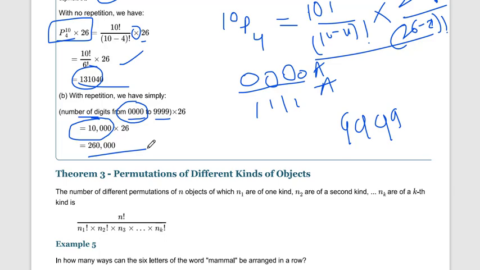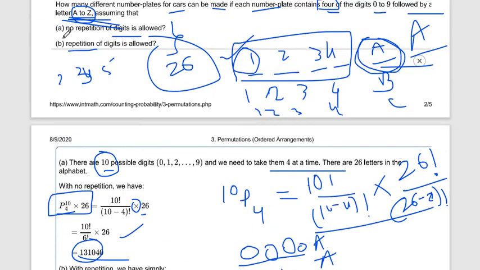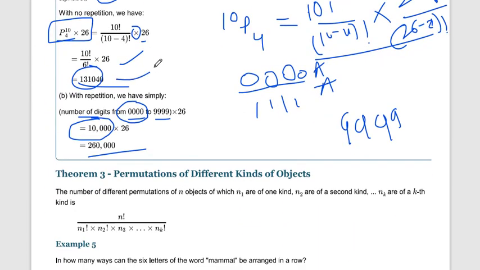So for this example you get the idea of how repetition works, if there was no repetition and if repetition is allowed. For both you have to calculate like this.